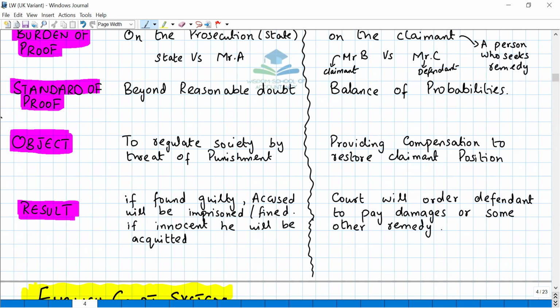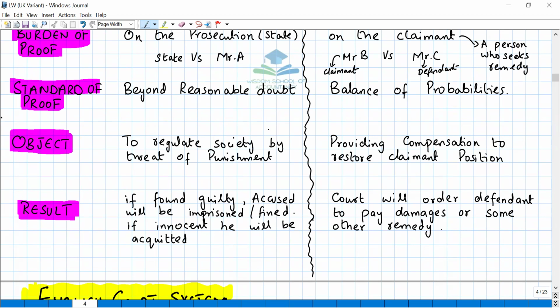The result, if found guilty: the accused will be imprisoned or fined. If innocent, he will be acquitted. Acquitted means he will be released. So if the crime is proved, then he will be imprisoned, he can go to jail, he can be fined, or he can go to jail as well as be fined. And if he is proved innocent, then he will be acquitted, he will be released.